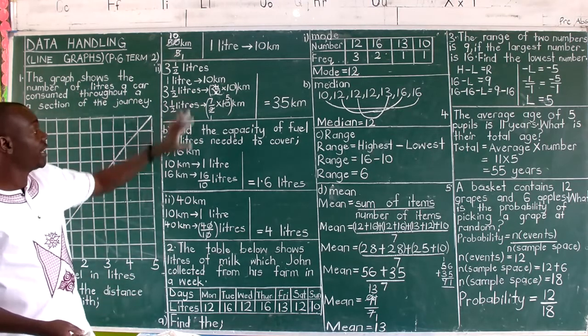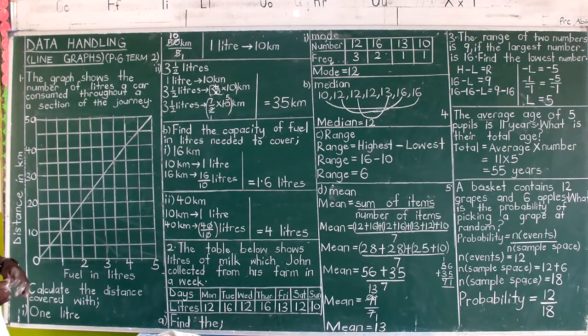So show the working, because you have been told to calculate. You must show the calculations, but you must be in line with the graph, if at all it was drawn to scale.